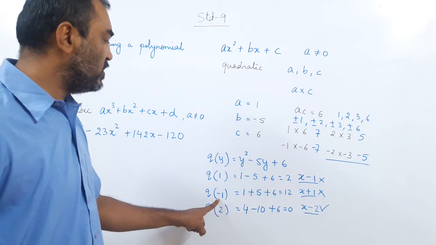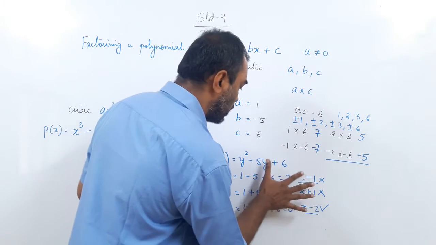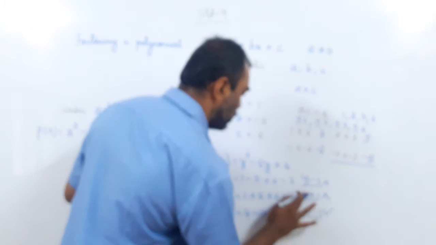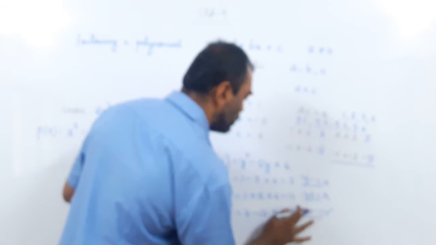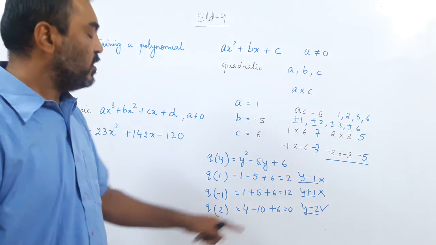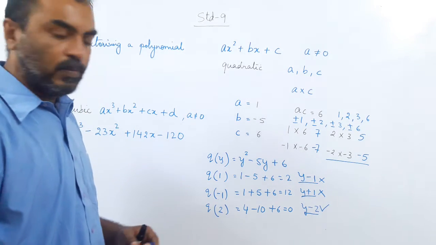If q of minus 1 is 0, sorry, I made a mistake here again. It's not x, we should write a y here because it's a polynomial in y. So no other change but y. So q of 2 we got a 0, means y minus 2 is a factor. We got this by splitting the middle term also. So we have done this splitting the middle term.